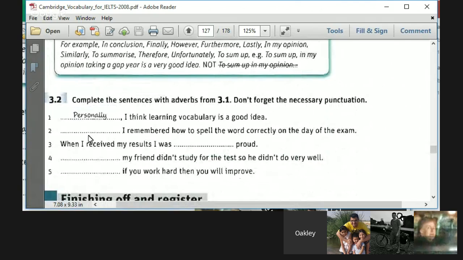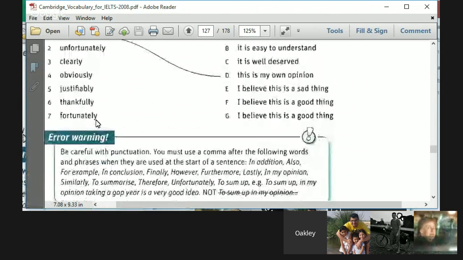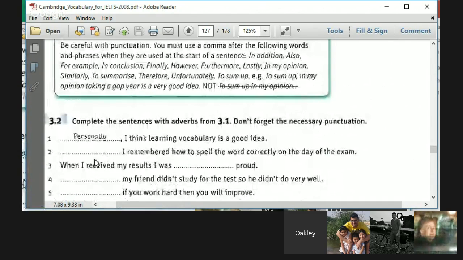Ken, number 2. I remember how to spell the word correctly on the day of the exam. Any of these options, or if you can think of another one, go ahead. Clearly. Why is it clear? It's not clear to me. Obvious to me. I remember how to spell the word correctly.